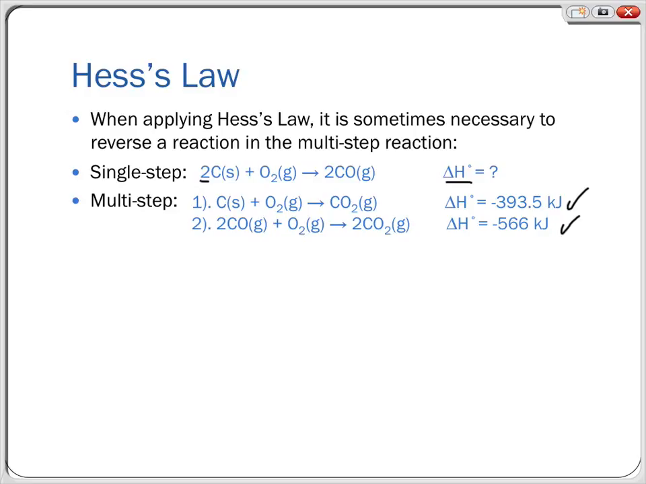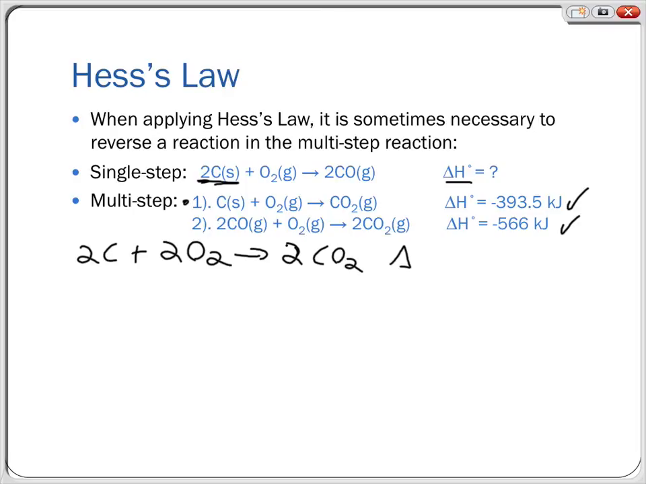So first thing, in the single step we want to start with two carbons, and so looking at our two multi-step ones, carbon only shows up by itself just in step one. So we want to put that in here, but because the single step has a 2 out front, we're going to have to multiply step 1 by 2. And so that means instead of being C plus O2, we're going to say 2C plus 2O2 yields, in this case, not CO2, but 2CO2.